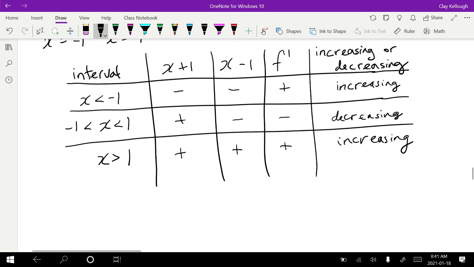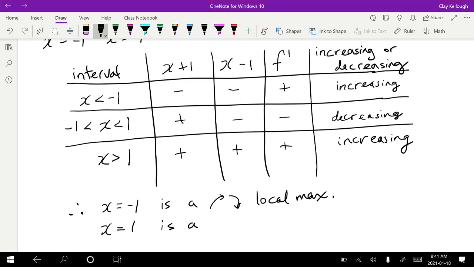Okay, so let's interpret what this just told us. Let's make a conclusion based on this chart. Therefore, x equals -1 is a what? It has to be a local maximum. How do I know that? Because I'm increasing to the left of it, and I'm decreasing to the right of it. So it must be a local maximum. x equals 1. Okay, look at what's happening. On the left of 1, it's decreasing, and then to the right of 1, it's increasing. So it must be a local minimum.